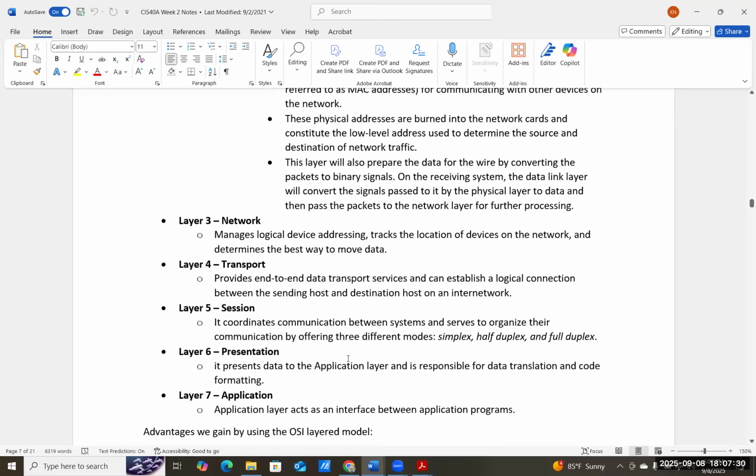Layer 3 is networking. This is where it routes. This is where your IP comes in. This is where packets are created, and the router function is here. This is where we can send data from one network to another network.